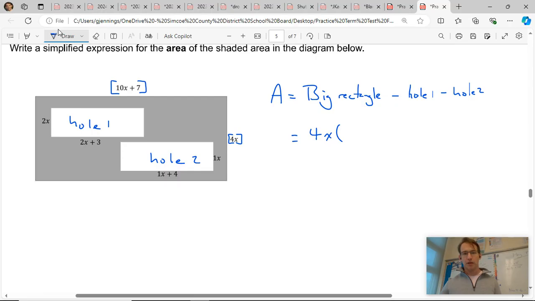Okay, so that I get this. 4x multiplied by 10x plus 7. Okay, and then I'm going to take away this whole here, hole 1, which is 2x times 2x plus 3. So it's going to be minus 2x times 2x plus 3. Minus hole 2, which is 1x times 1x plus 4.